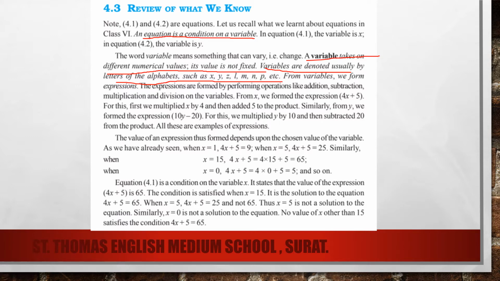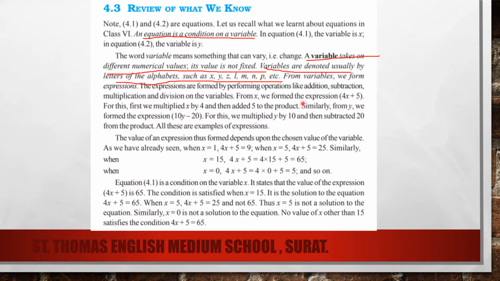From variables we form expressions. The expressions are formed by performing operations like addition, subtraction, multiplication and division on the variable. So what is the meaning of expression? Expression means it is formed by performing operations like addition, subtraction, multiplication and division on the variable. So you can connect the variable by the operations of plus, minus, multiplication and division.